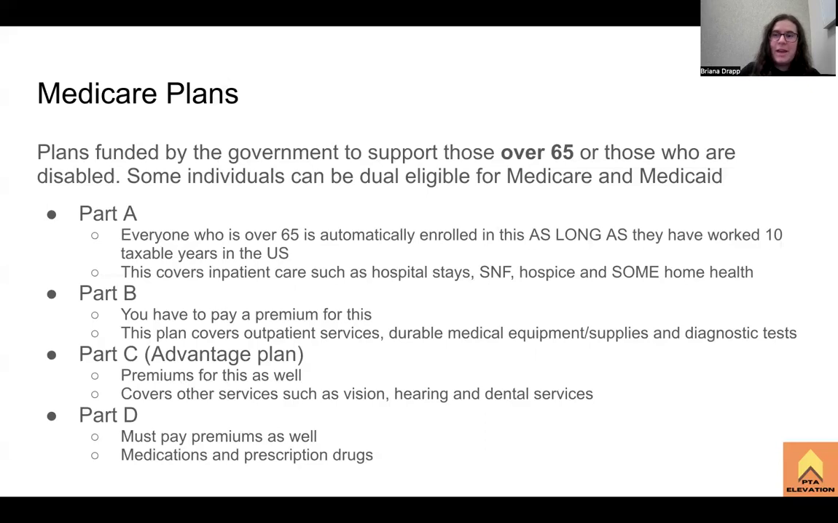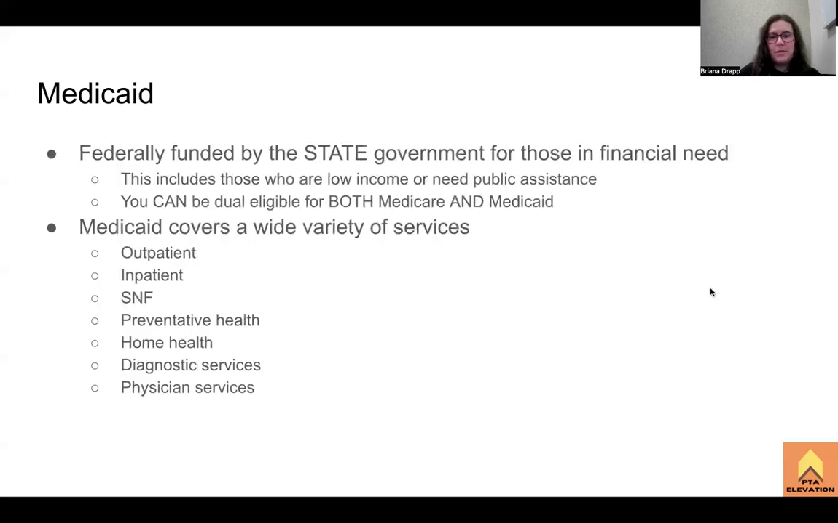So again, Part A, hospitalized, everyone gets A. Part B, outpatient services and durable medical equipment. C, covering the rest of the bases. That's what I like to think of, that's the Advantage plan. And then D is drugs. That's how I remember those.